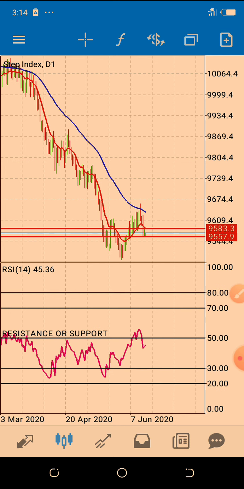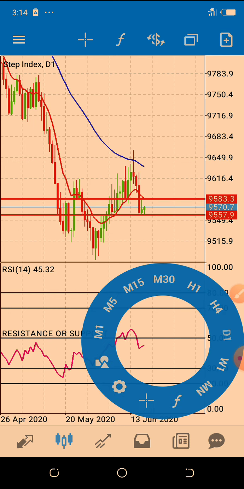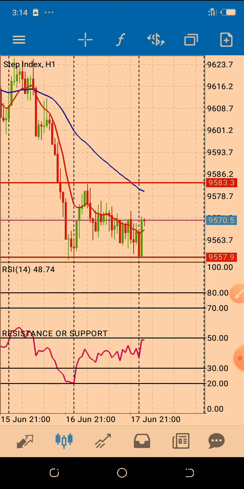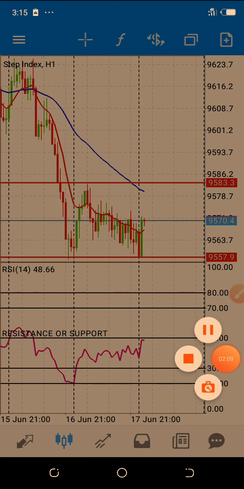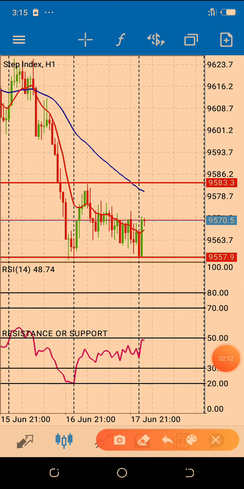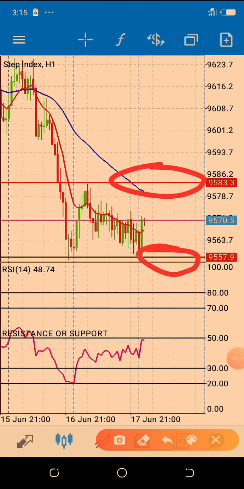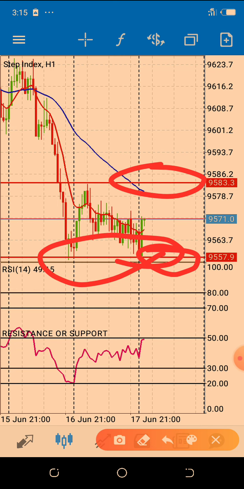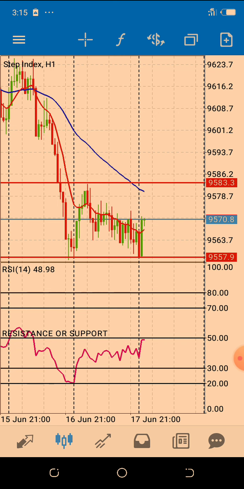Then if I go over to the 1 hour, let's see what it looks like in the 1 hour. So this is what it looks like on your 1 hour time frame. So here is the high. Here this red line is high and this red line is the low. So this is my support. So currently price is dancing around support, as you can see, dancing around support.